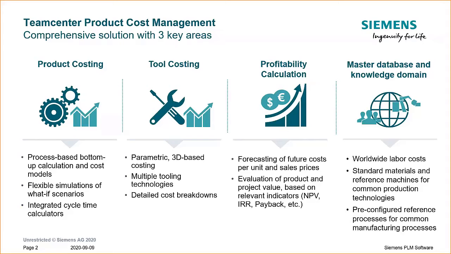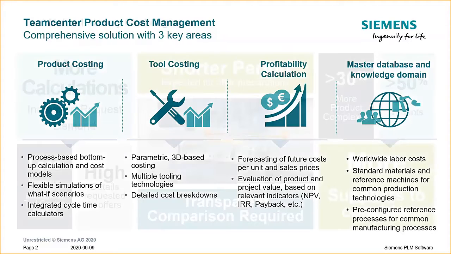With the profitability calculation in Teamcenter product cost management, executives can secure product investments by predicting future unit costs and prices over the entire product lifecycle. They can transparently break down annual costs, revenues, and cash flows and provide the basis for relevant indicators such as internal rate of return, net present value, and payback periods. Using the discounted cash flow calculation, they can determine the profitability of their projects and compare projects to make the best investment decisions.